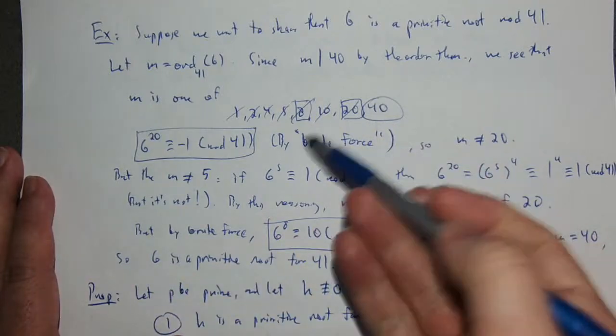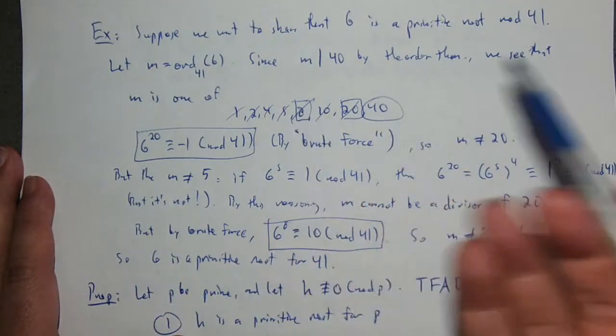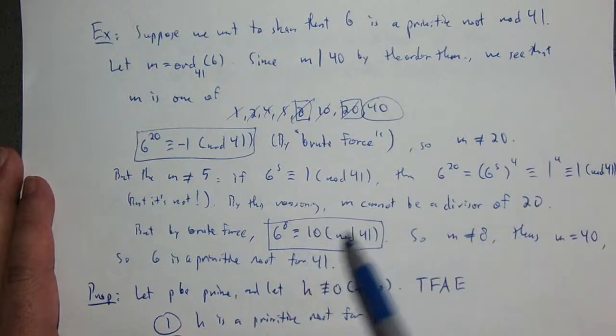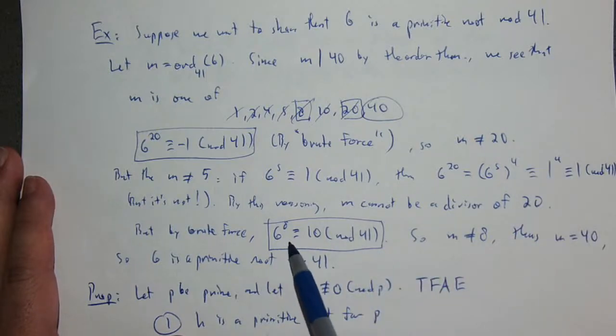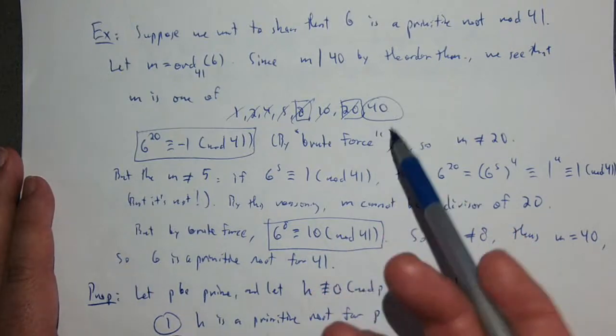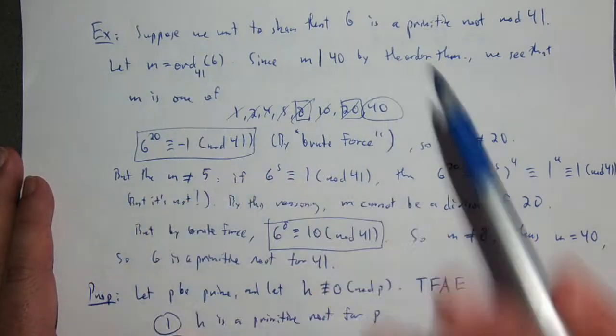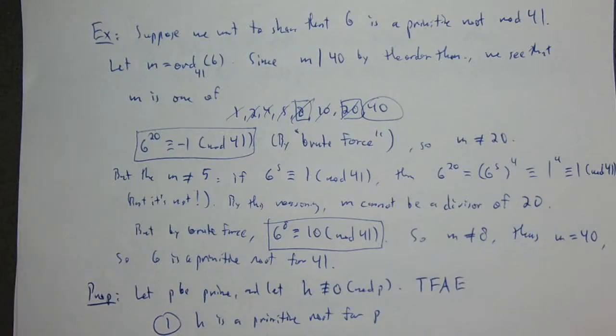So then the only other thing you have to check, you're left between 8 and 40. So you just check 8 by brute force and see that it's not. It's congruent to 10 mod 41. So then the only other option left is 40. And since 40 is 41 minus 1, then 6 is a primitive root mod 41.